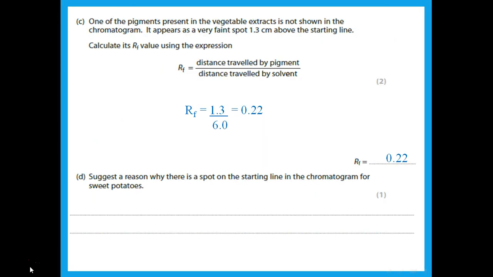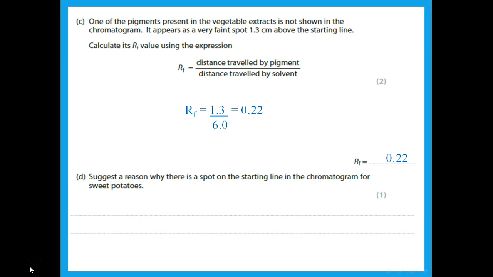One of the pigments present in the vegetable extracts is not shown in the chromatogram. It appears as a very faint spot, 1.3 centimeters, and he's saying calculate the RF value. How do we calculate RF value? We said RF value is the distance traveled by the pigment divided by the distance traveled by the solvent. He says that the distance traveled by the pigment is 1.3. So I need to get the distance traveled by the solvent. Remember, I get a ruler and measure the distance from the starting line to the solvent front. When I did that, it came out to be 6. So 1.3 divided by 6 is 0.22. So my RF value is 0.22.